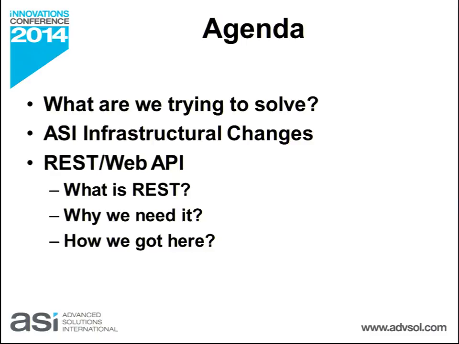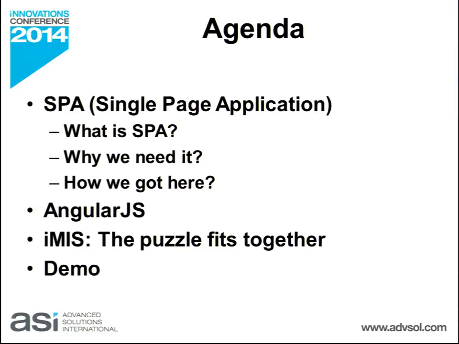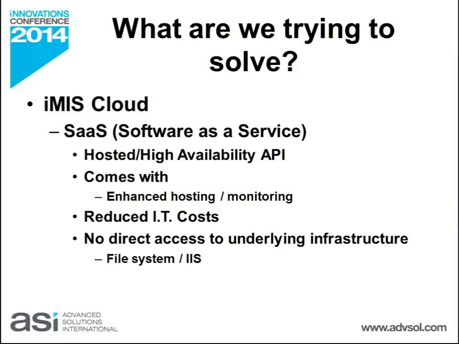I'm going to go over a web API, which is REST-based. We're going to talk about what that is. I'm going to talk about SPAs, or single-page applications, what those are and why we might need them. I'm going to talk about AngularJS, which is a single-page application framework. We're going to piece it all together, and then I'm going to run through a demonstration and some code.